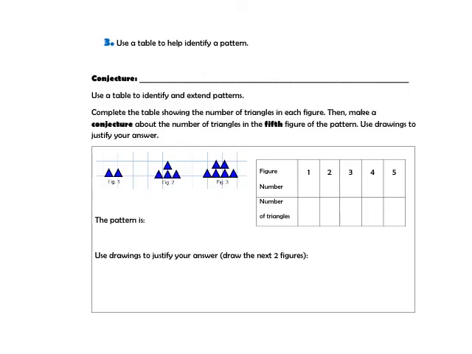In this example, we're going to use a table to help us analyze a pattern. We're going to be making a conjecture. Please write in the definition here. A conjecture, shorthand we'd say, is like a math hypothesis, an educated prediction based on what we see about the math. So here we're looking at our pattern.